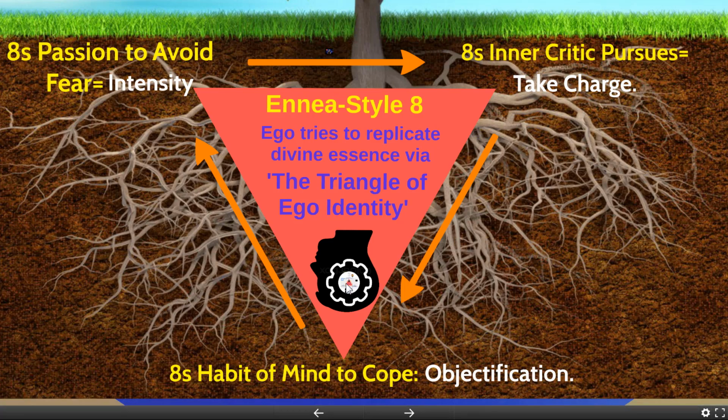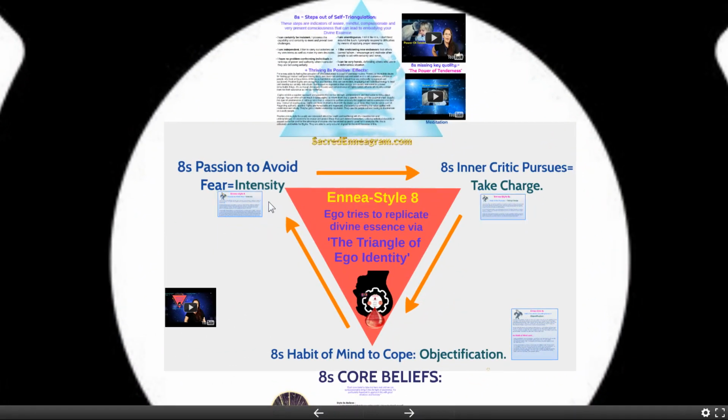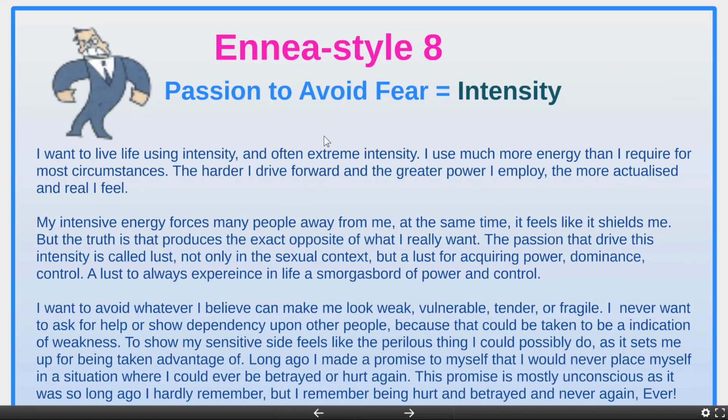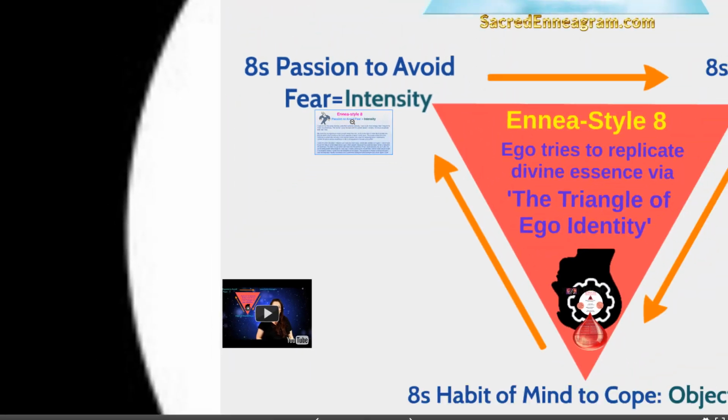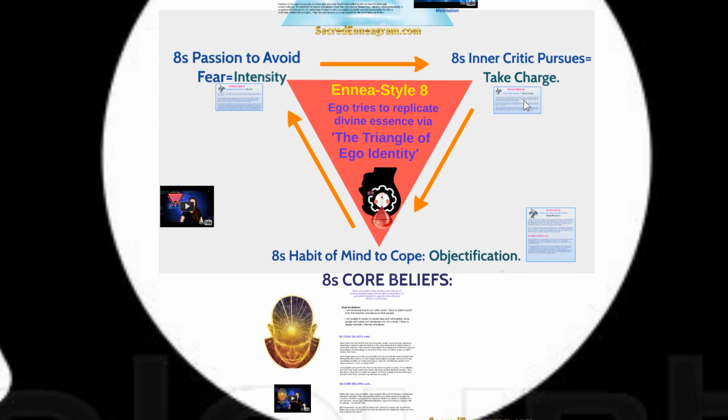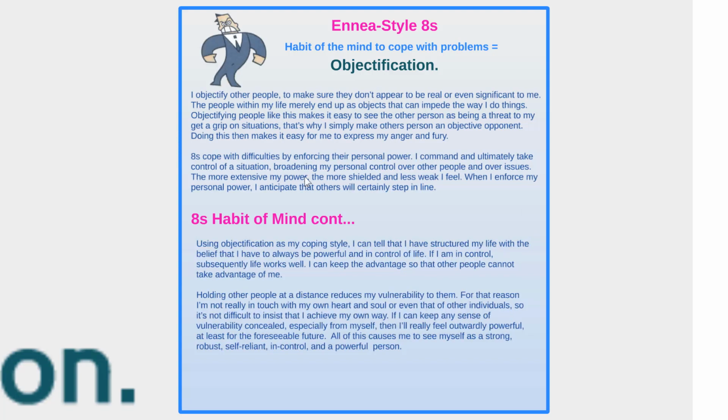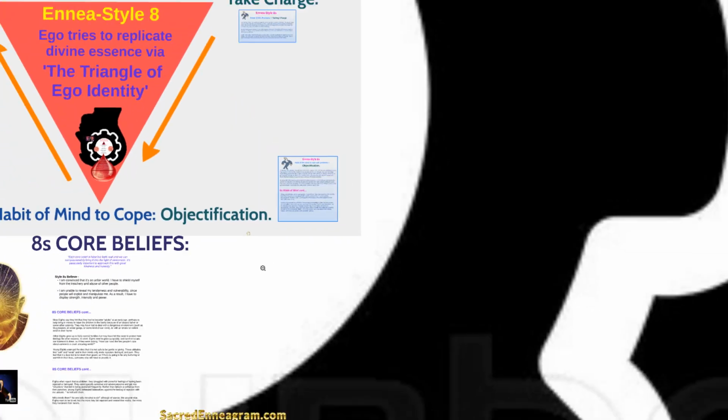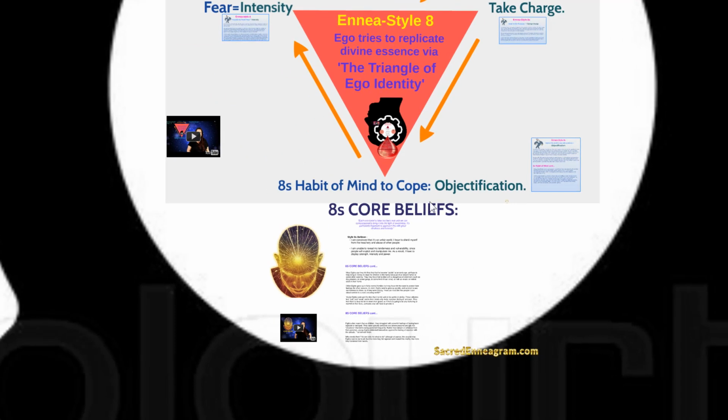We can zoom in further in this Enneagram map, and it goes into more detail about the hidden attributes of the Enneagram styles and types, such as over here, all the information about the passion to avoid fear. Information about the inner critic, information about how the habit of mind tries to cope. And also in this section are the core beliefs.